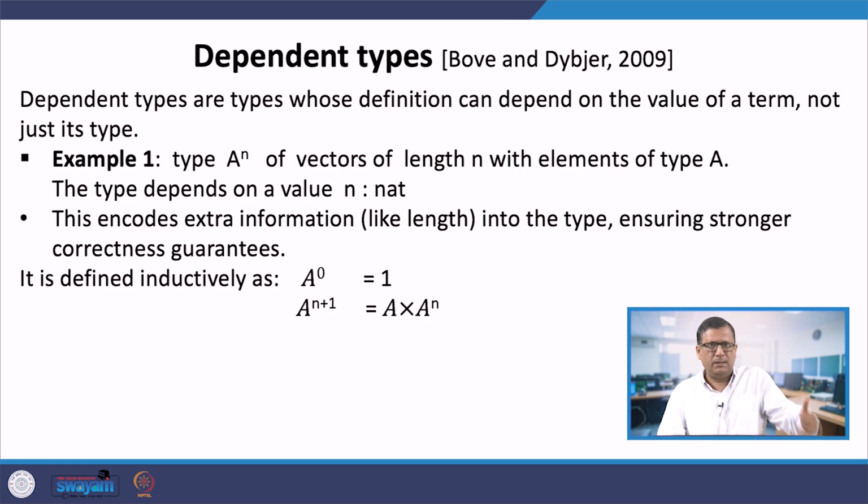Likewise, instead of saying vectors, we can have a more general thing like a matrix. So we can have a type A to the power of n cross m. That means we can say we are going to work with matrices of always square size, 3 by 3 or 4 by 4. Other types of matrices we are not considering. That might have some interesting applications. So these are the things that are classified as dependent types.